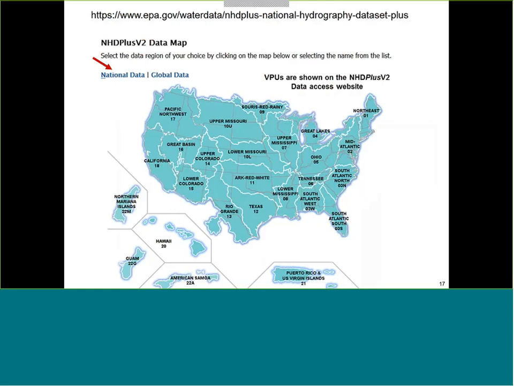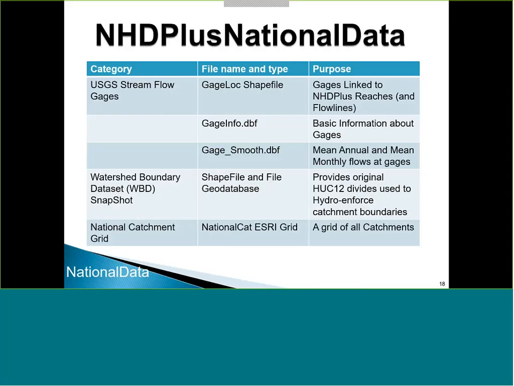Okay, another thing that you can download is the national data. And if you go to the data download website, you can click on this national data set, and that can be downloaded by clicking on that link. And okay, there it is.